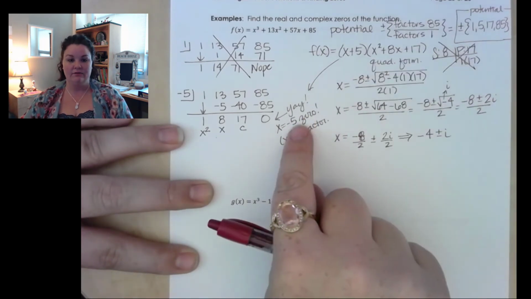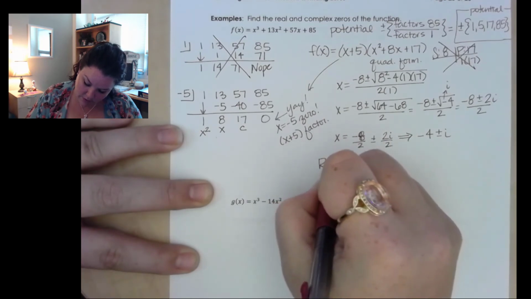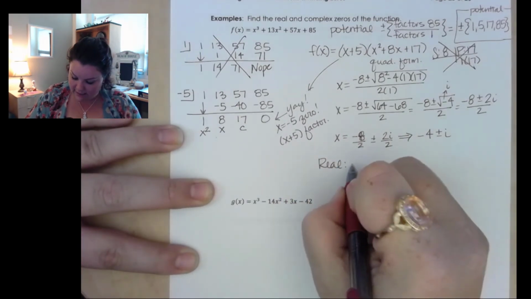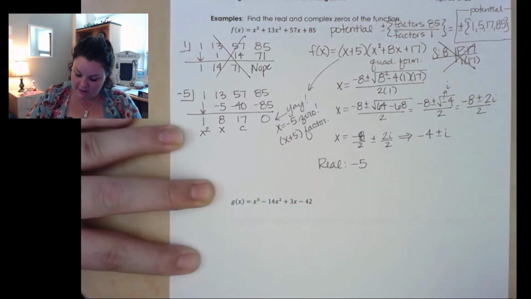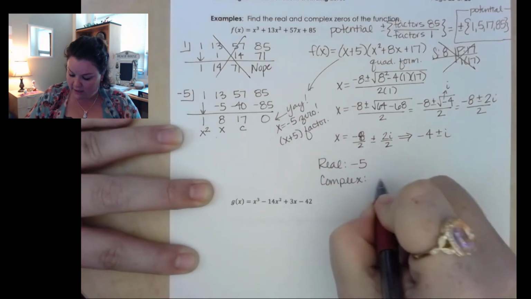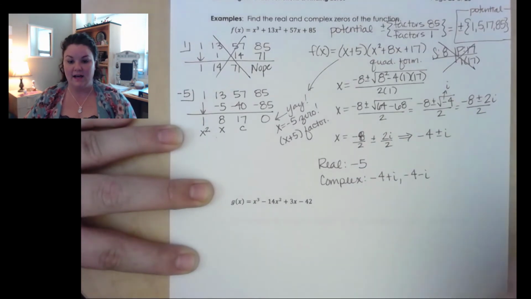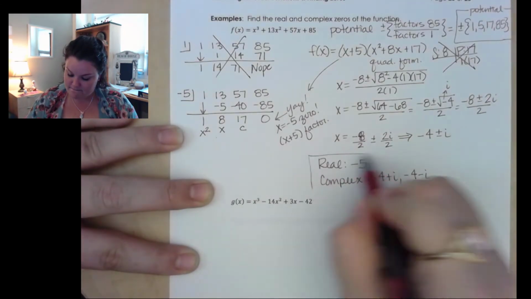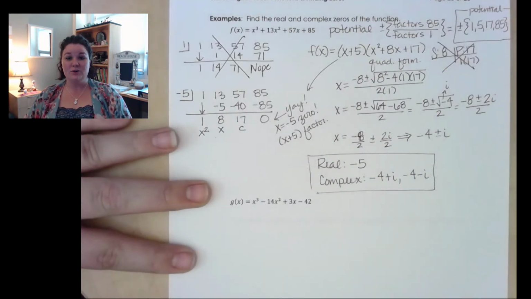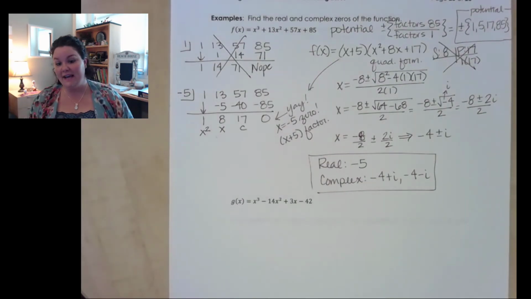And then we also got the -5 from our synthetic division. So that means that our real zero, the only one we got, was -5, and the complex zeros that we got were -4 plus i and -4 minus i. Okay. Not too bad, right? Same process, just potentially having answers that have i's in them.